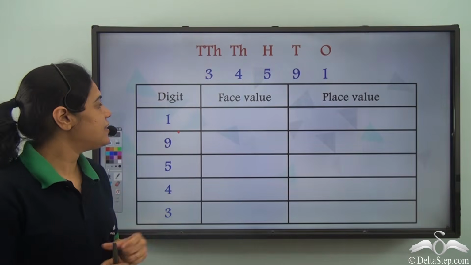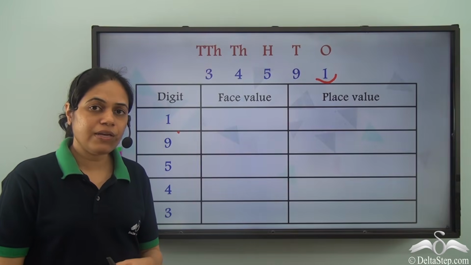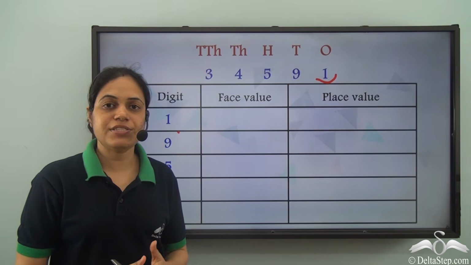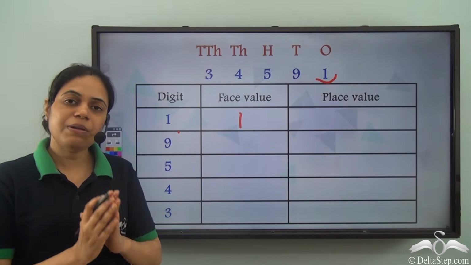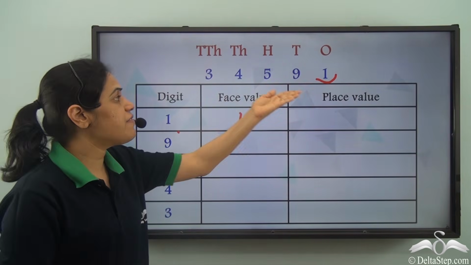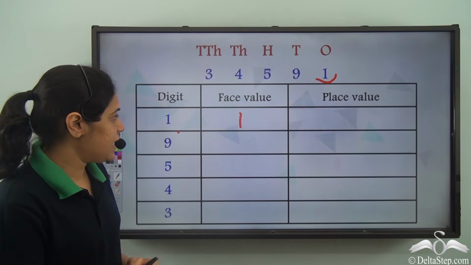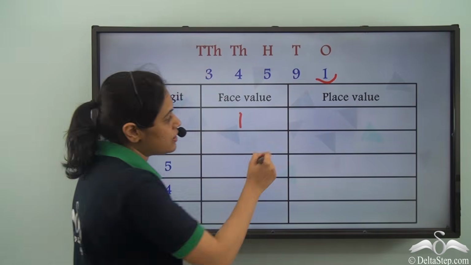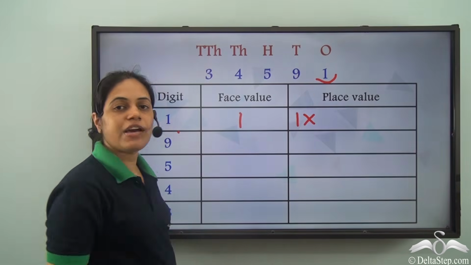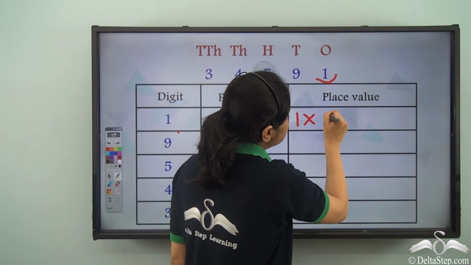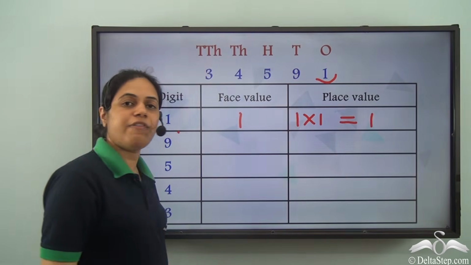So if I look at the digit 1, that is this. What is the face value of 1? The face value of any digit is the digit itself. So the face value of 1 will be 1 no matter where 1 is placed in the number. But what is the place value of 1? The place value of a digit is the digit multiplied by the place where it is put. So it is put in the 1's place. So 1 multiplied by 1 gives me 1.